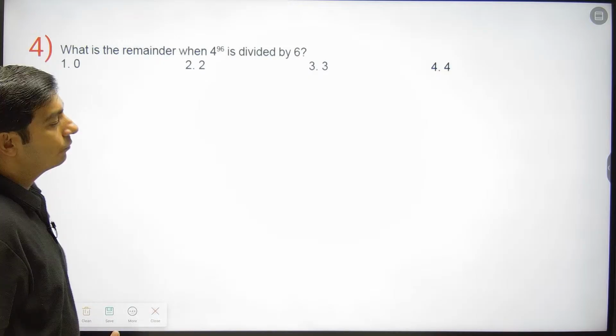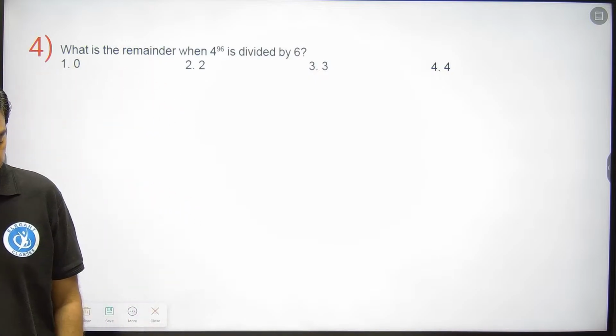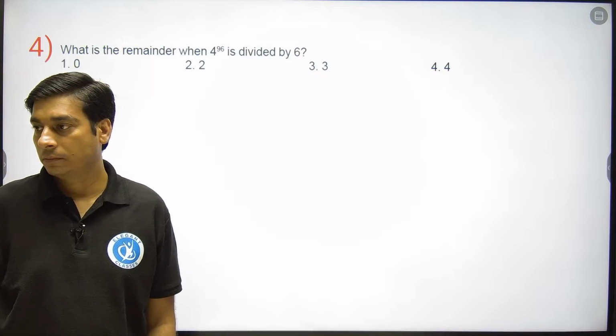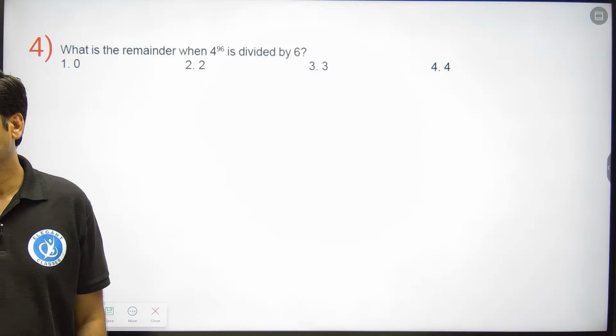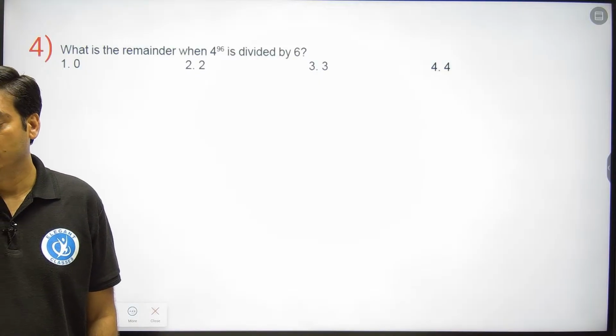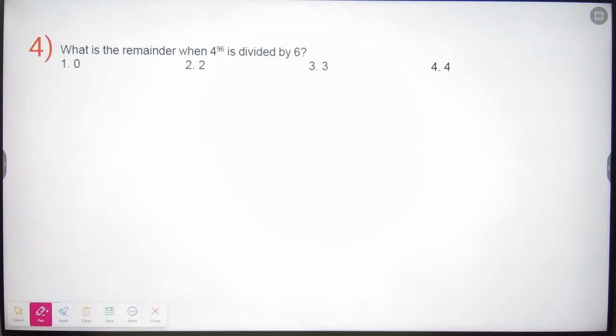What is the remainder when 4 to the power 96 is divided by 6? Last 30 seconds.